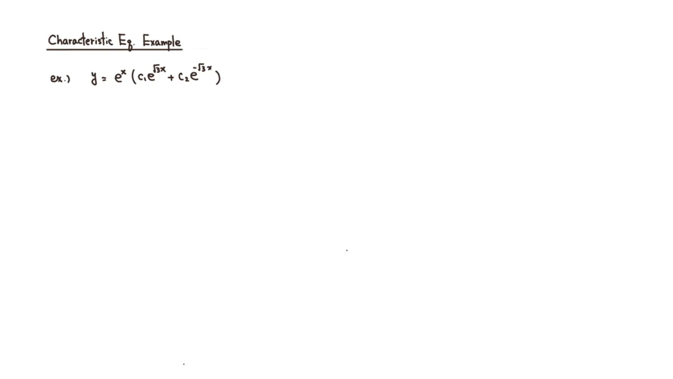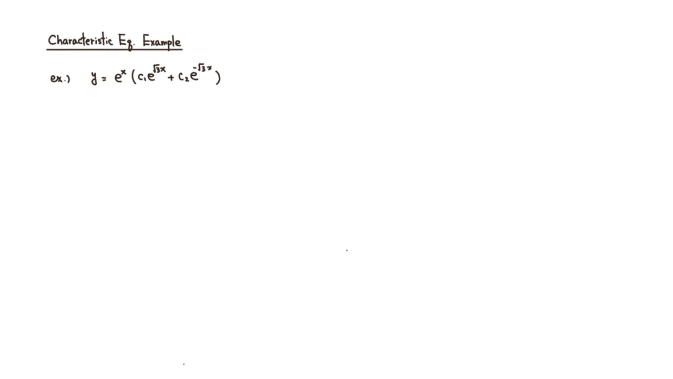All right, let's look at this characteristic equation example. This one is kind of going backward. They give you the solution of an unknown differential equation, but we need to construct the differential equation from the solution. So let's do that.